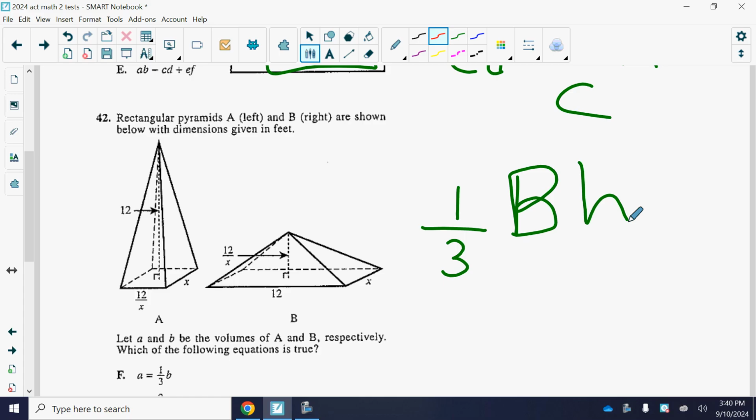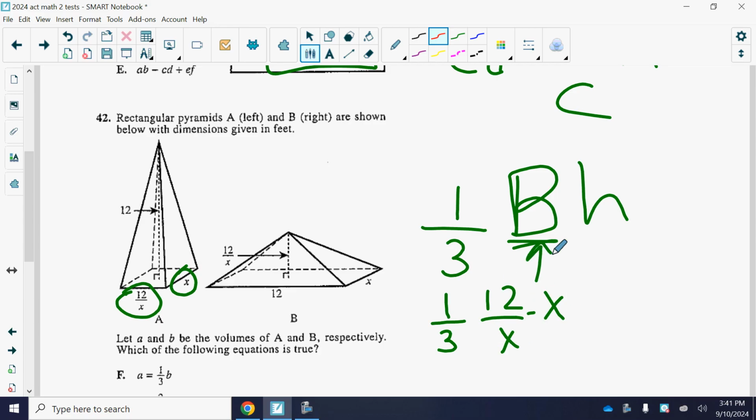So the first one would be 1/3 times the area of the base, which would be 12 over x times x, times the height, which is 12. The x's cancel, and you would get 144 over 3. Help me with that, Mr. Calculator. 144 divided by 3 is 48.